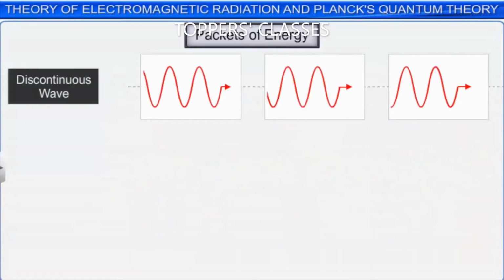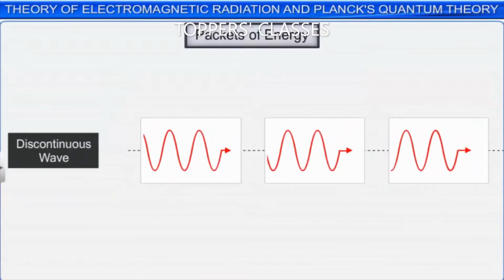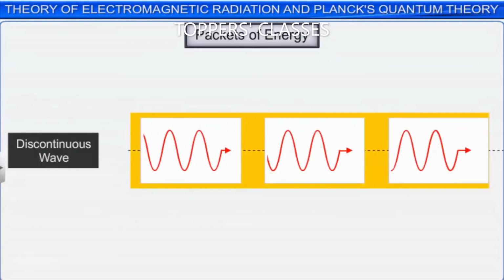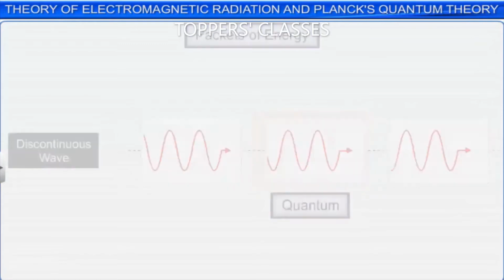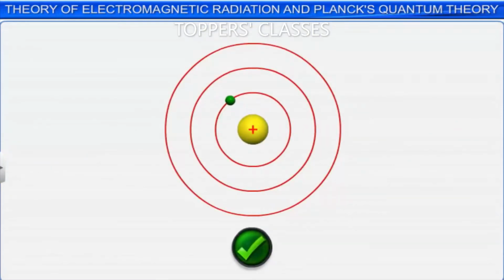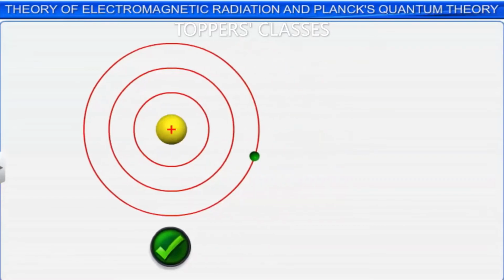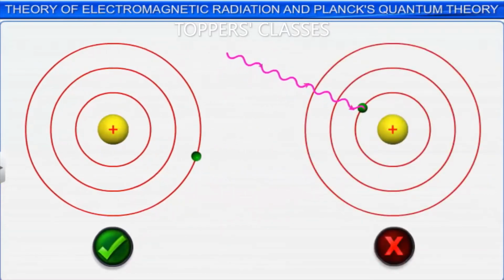Further, Planck called these discrete quantities or packets as quanta. Quantum is the smallest quantity of energy absorbed or emitted in the form of electromagnetic radiation. This means that the light radiations absorbed or emitted by atoms or molecules comprise a stream of quanta, but not continuous waves as shown.